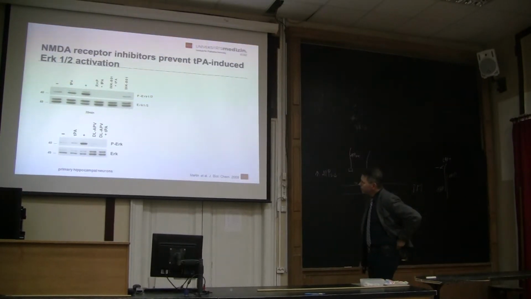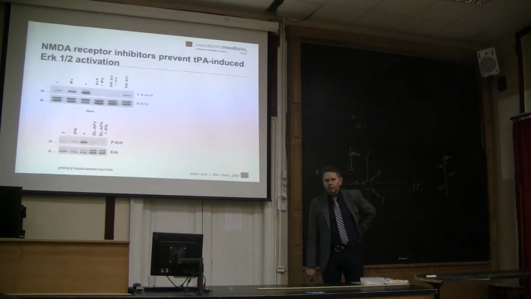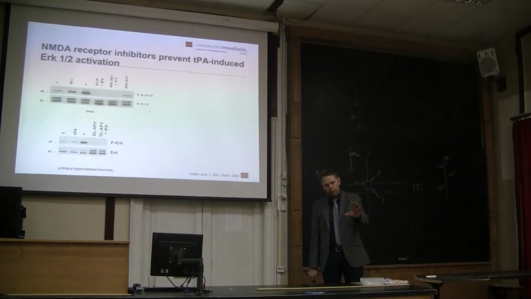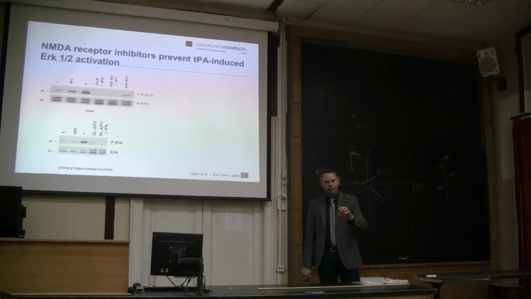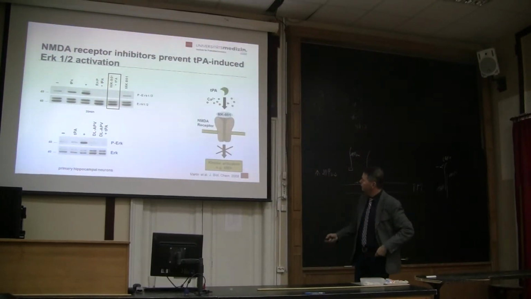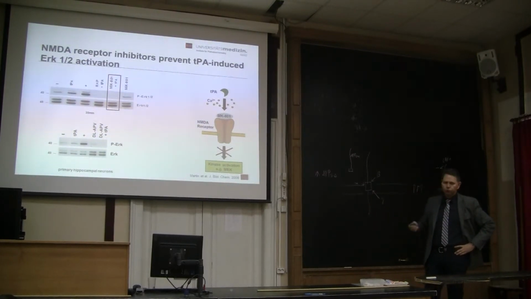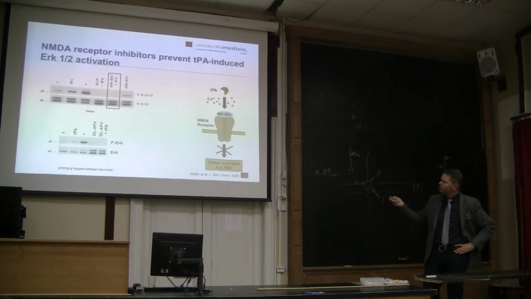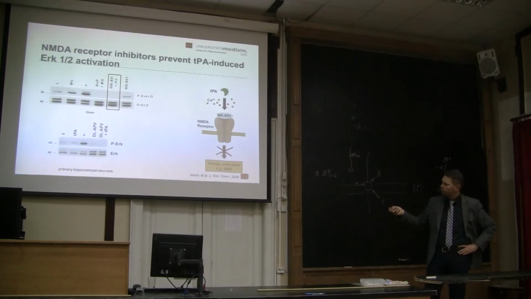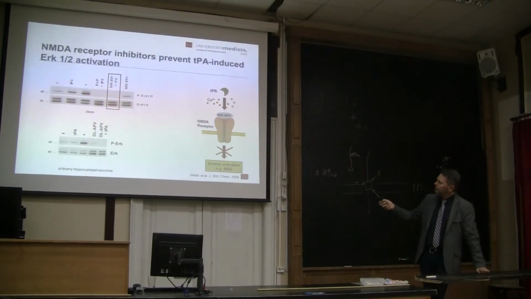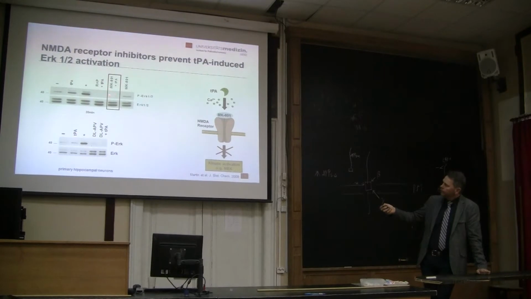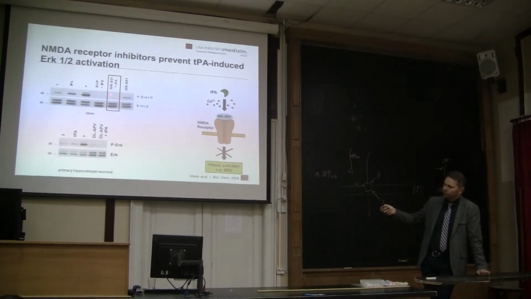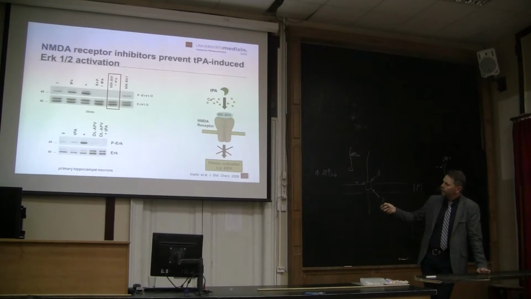Then we said, okay, how about what happens when we now block the NMDA receptor itself in neurons? Do we then still have an effect of TPA? You can block the NMDA receptor through different mechanisms. It's quite easy actually. There is the inhibitor MK801, which pretty much sits on top of the NMDA receptor, and you have no calcium influx into the neuron anymore. And when you add this inhibitor to neurons, you see there is no activation of the phosphorylation of ERKs.